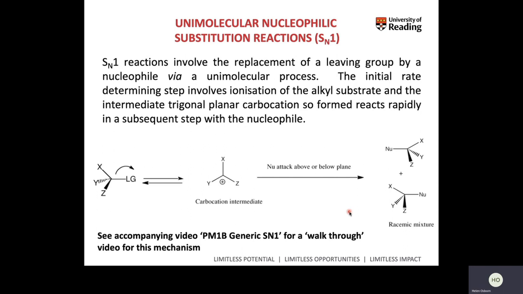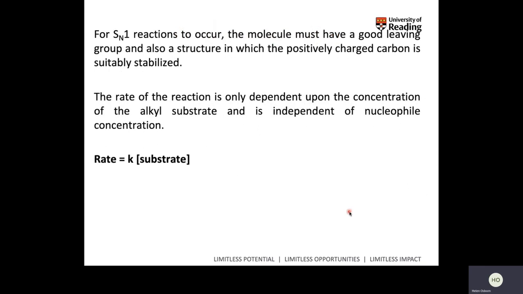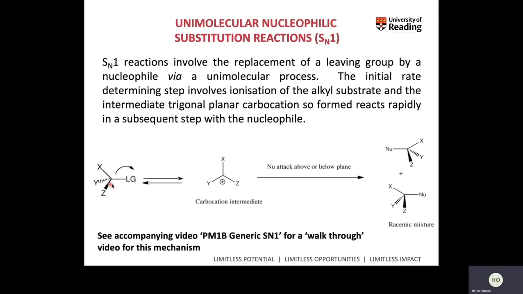Okay, so there's a little bit more we have to think about this mechanism. The first thing we have to think about is when might an SN1 reaction occur? Well, it's going to occur for molecules which have a good leaving group, because if it's got a good leaving group, that bond, if we go back, this bond here is going to be quite weak if we've got a good leaving group.